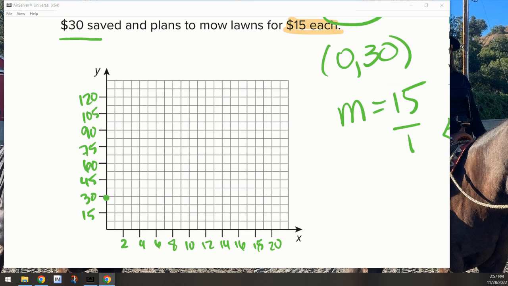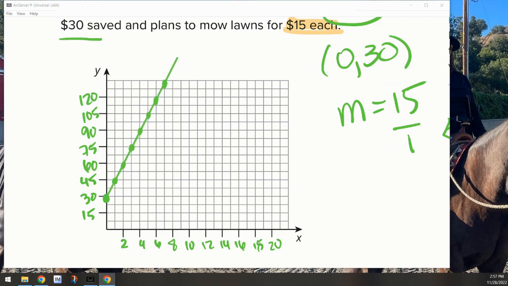So 0, 30 is here. And it's going up. Every dark mark is going up 15. So I go up 1, over 1. Or up 2, over 1. Because it's up 15, over 1, up 15, over 1, up 15, over 1, up 15, over 1. And that looks even better.